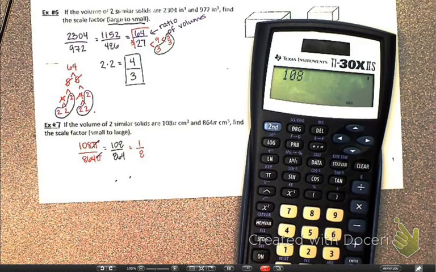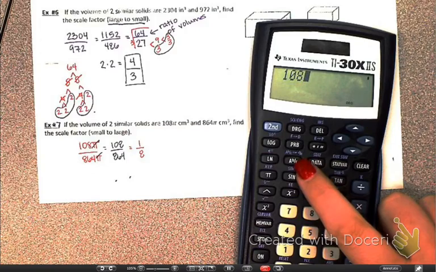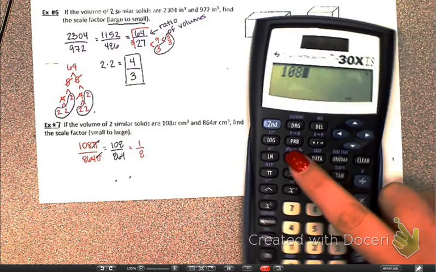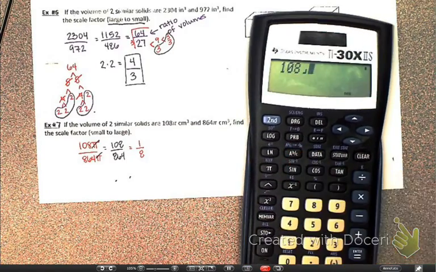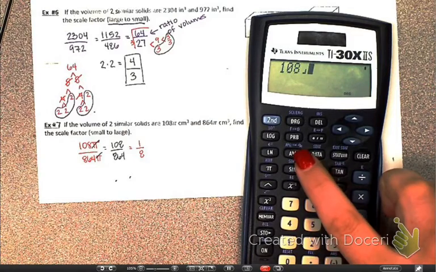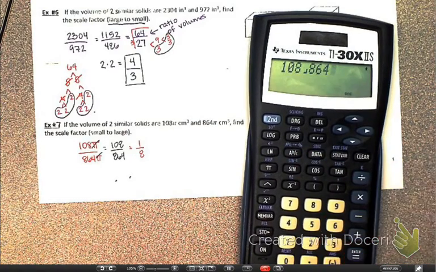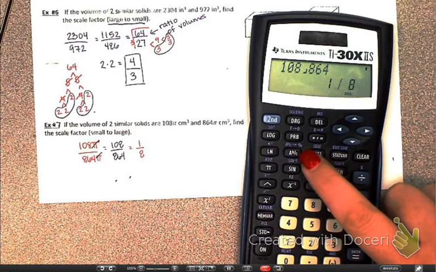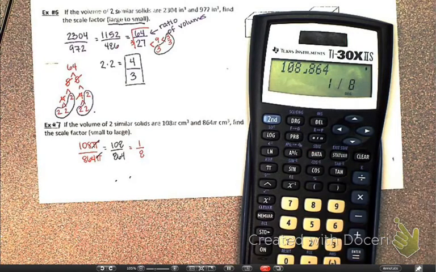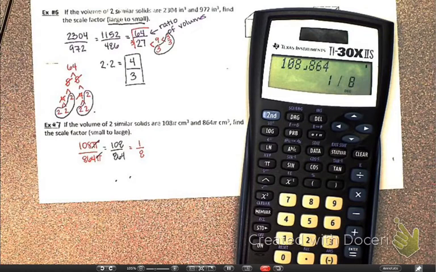108, if you have the TI, see this ABC button? The Casios actually have a fraction button, so you might not even need it. But the TIs, 108, the ABC button, and then 864. Right here. What is that? How come I didn't use it on the top one? So let me show you what happens with the top one.